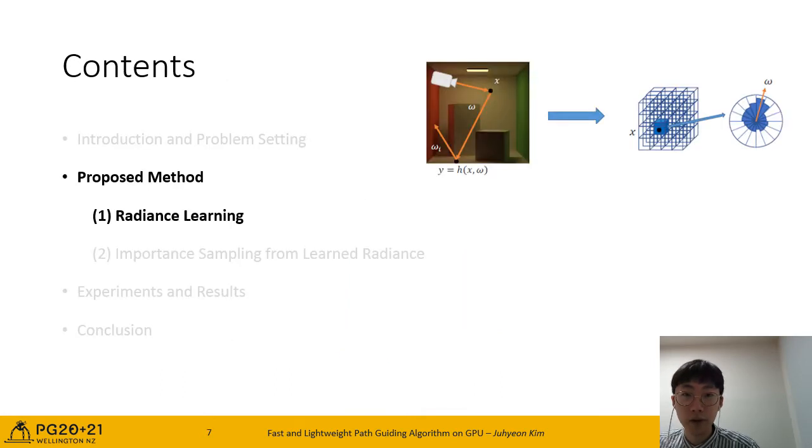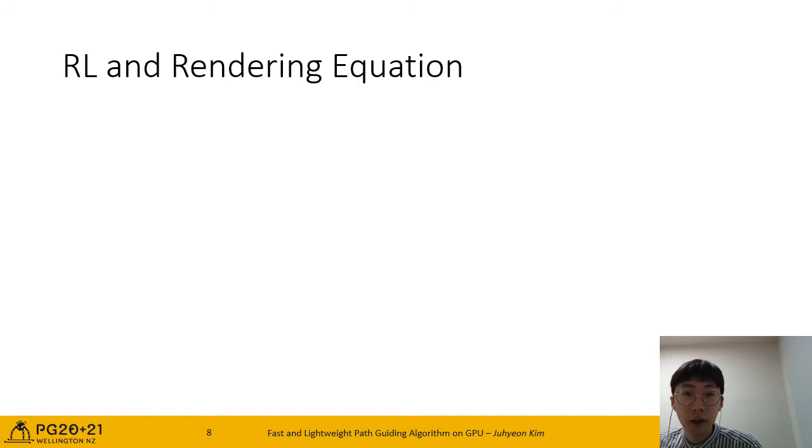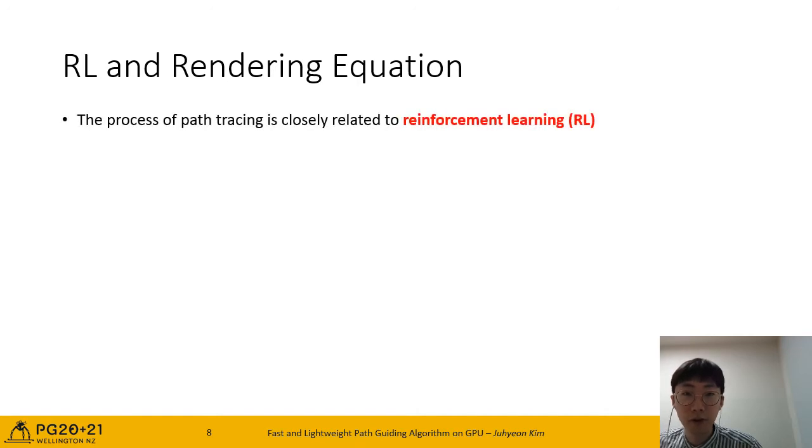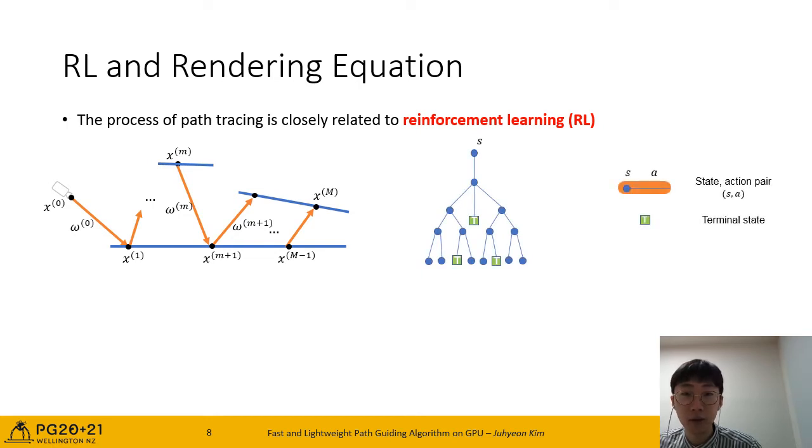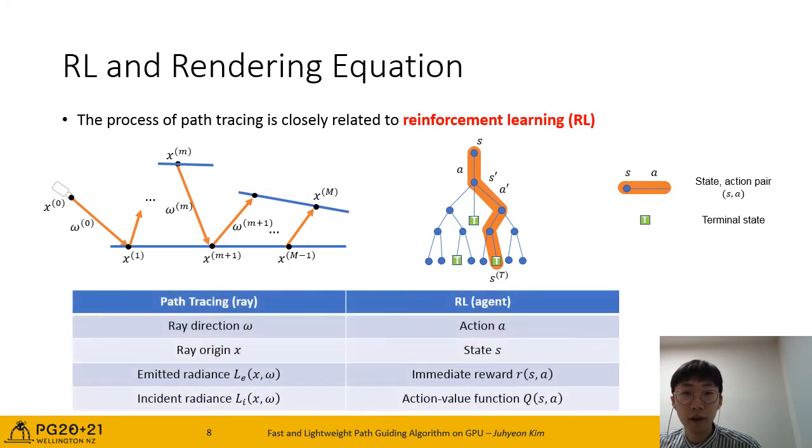Let's first look at the radiance learning method. The process of path tracing is closely related to reinforcement learning, or RL. In path tracing, we iteratively shoot rays, find intersection, and then select the next ray direction until termination. In RL, an agent at state S iteratively takes action A, moves to next state S prime, and receives reward until it reaches terminal state. So can you find the analogy between two processes? Here is a table that clearly shows the one-to-one correspondence.